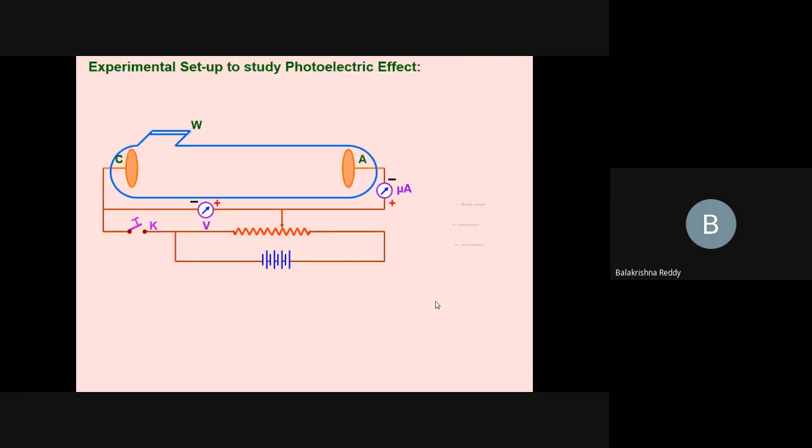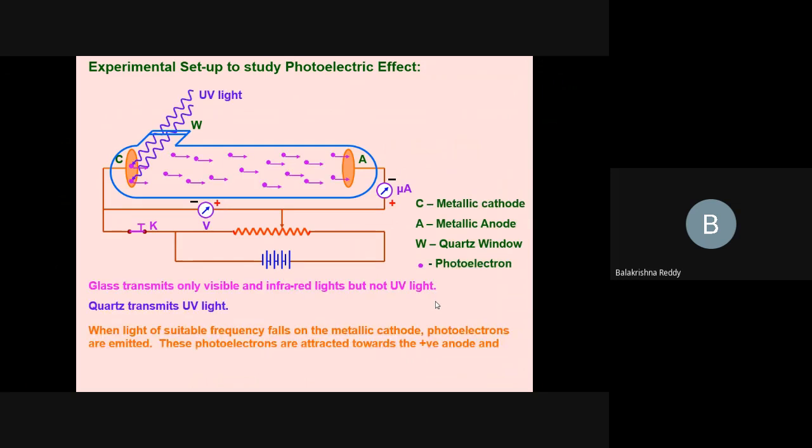Now we are going to discuss, after the experimental setup, what are the effects due to this experimental setup, and how we can use it. The first one is the effect of intensity of incident light on photoelectric current. Effect in the sense, what type of effect? I am talking about the effect of intensity of incident light, how it affects the photoelectric current.